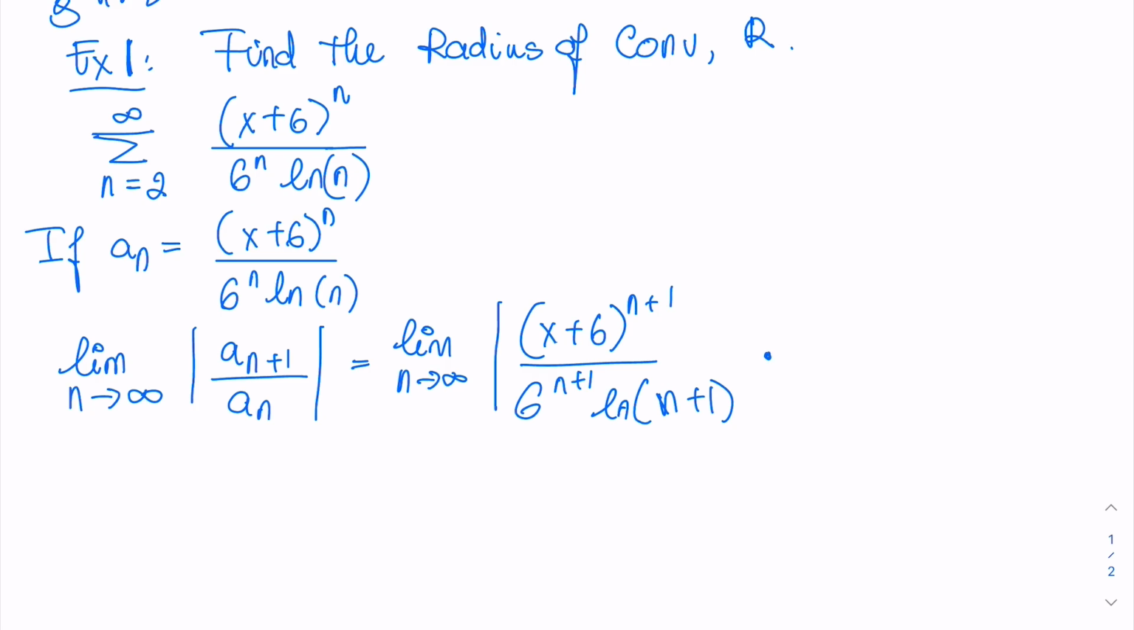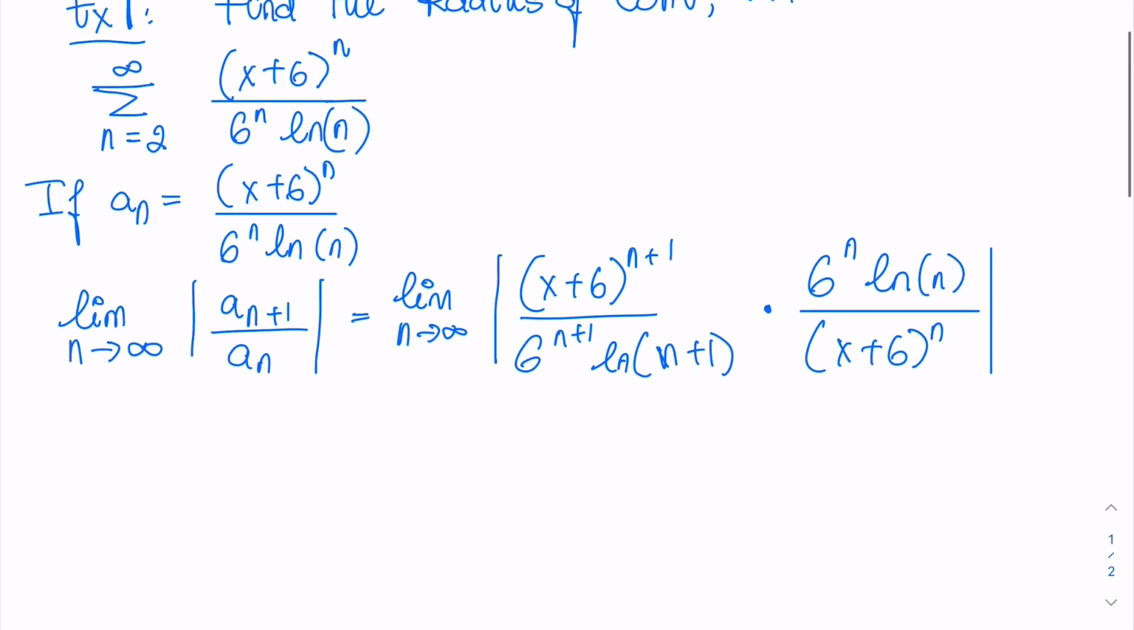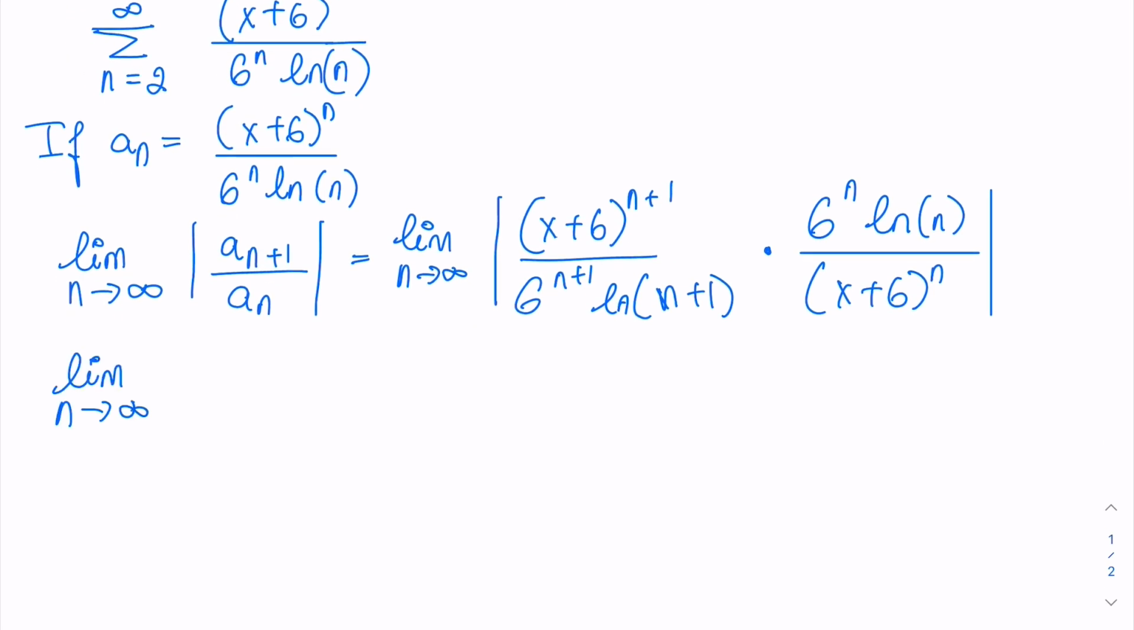I'm going to multiply by the reciprocal because we divide by a sub n. So it's going to be 6 to the n power ln of n over (x plus 6) raised to the power of n. We need to simplify. We can drop the absolute values for ln, so we end up with ln n over ln of n plus 1. Notice that I cannot simplify those two.